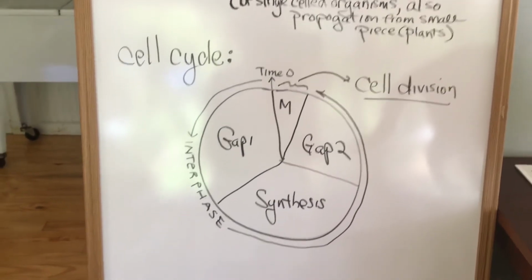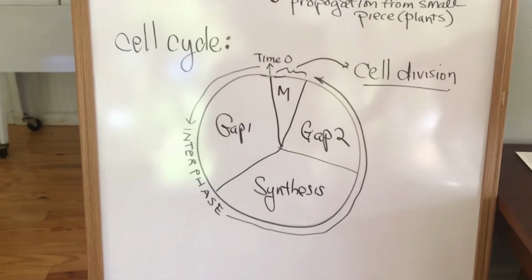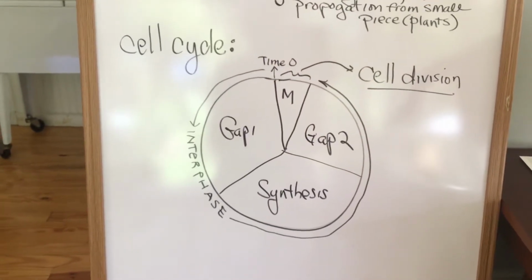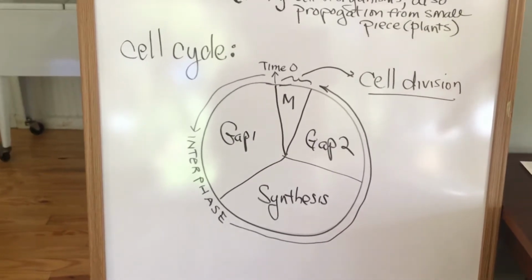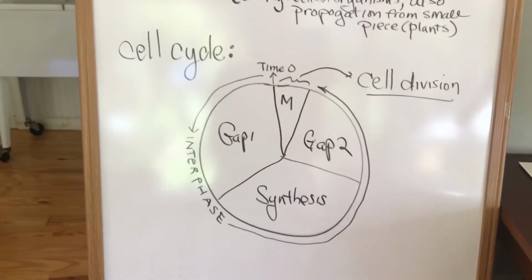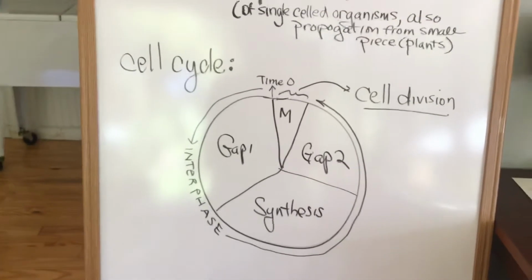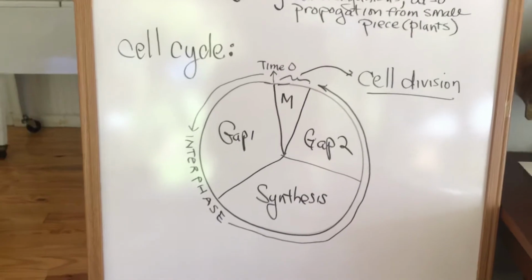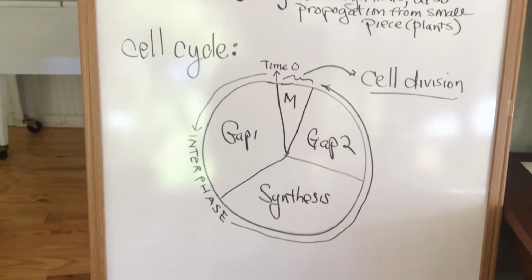All right, so in gap 1, we'll talk about what happens in each of those areas. But I wanted to say one more thing about this: the amount of time that it takes for a single cell to do this is anywhere on the order from a couple of hours to almost 48 hours. But most of the time it's between 6-8 hours or so that a single cell will actually do mitosis.